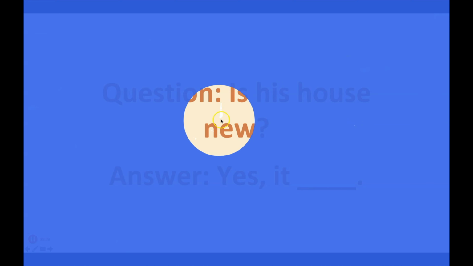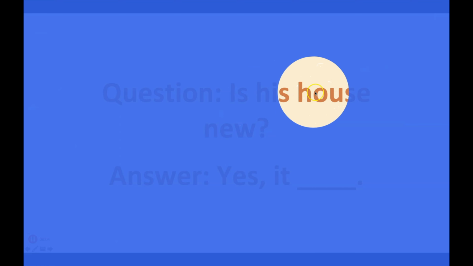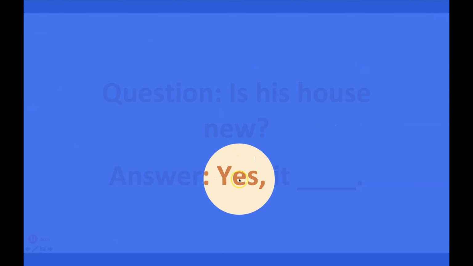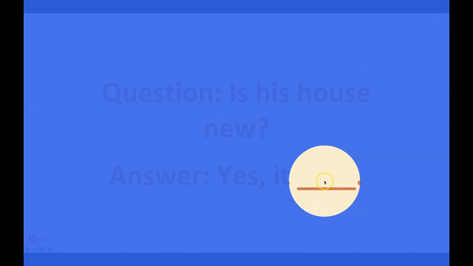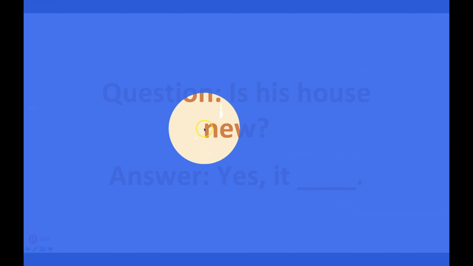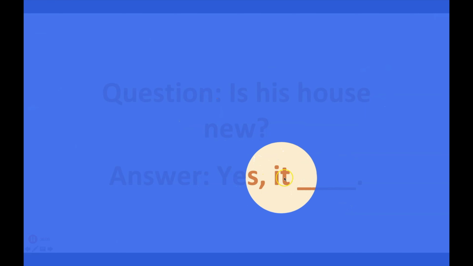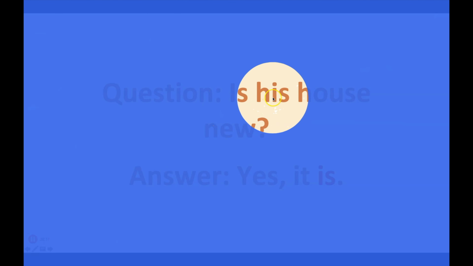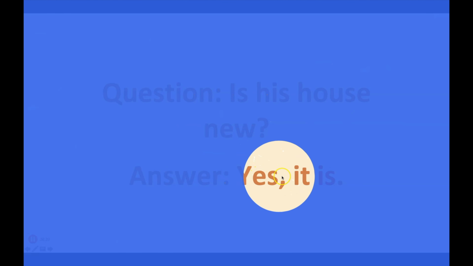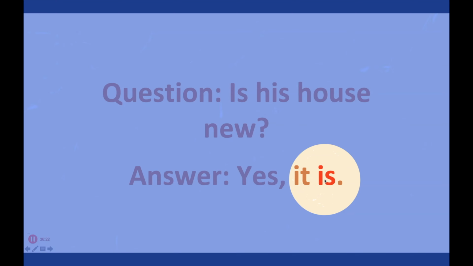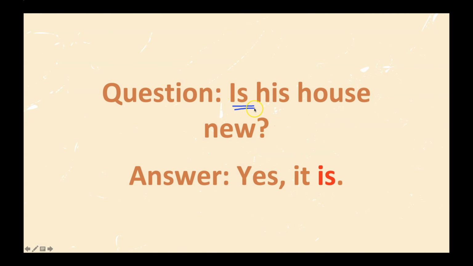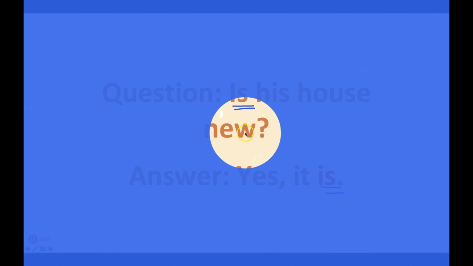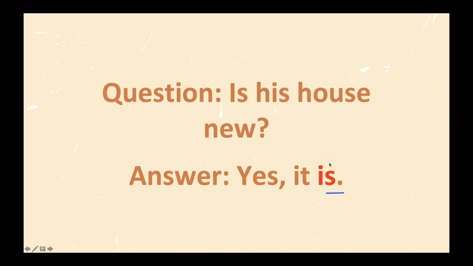Is his house new? Yes, it is. We have is here, is here. Is his house new? Yes, it is.